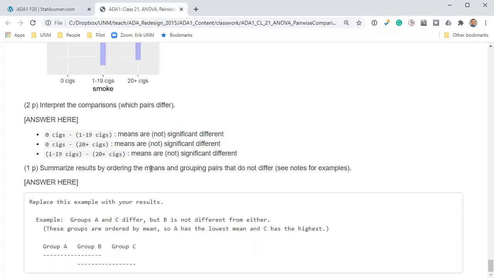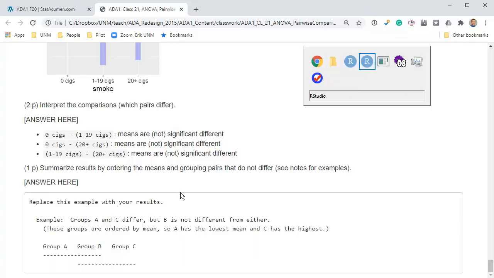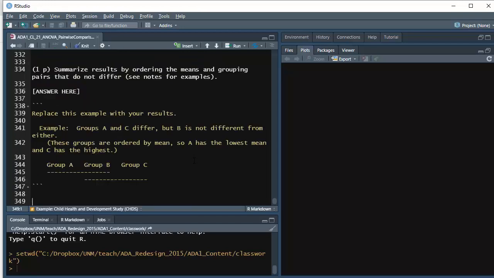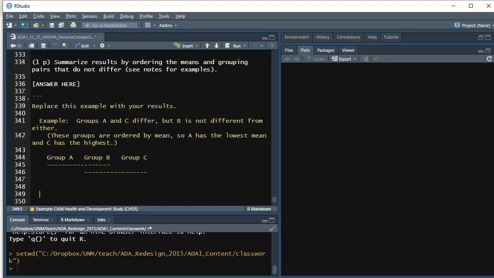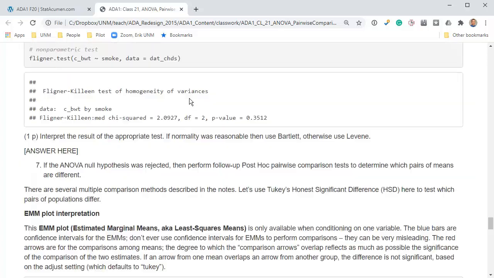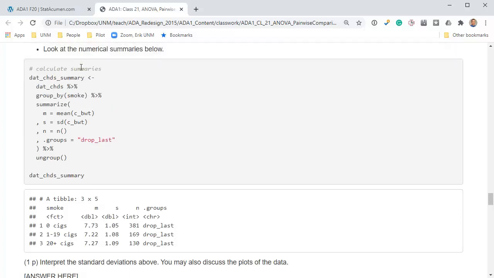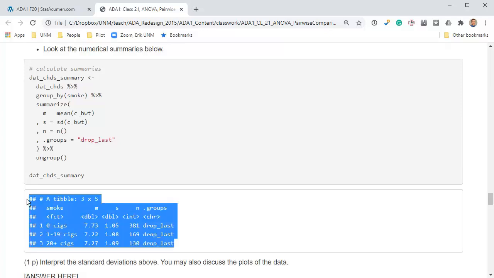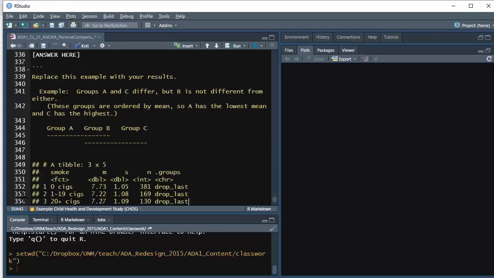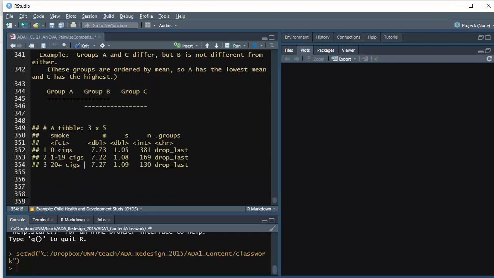Summarize the results by ordering the means from smallest to largest, typically, and grouping pairs that do not differ by connecting them with horizontal lines. Okay, so I will do this with you. I'm going to go to the very bottom, and I'll keep that stuff there and just put our own stuff over here. Let me go find the table that had the means in it. I'm paging up. Here we go. This piece of code has the numerical summaries. I'm going to copy this table and put it in the code with us to work from. Okay. So the smallest mean is this group here.